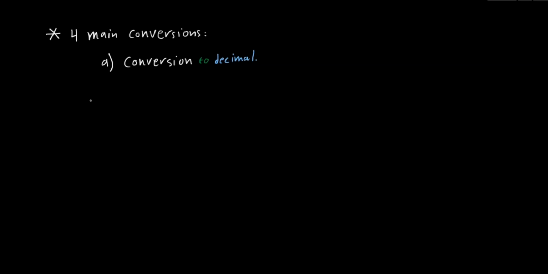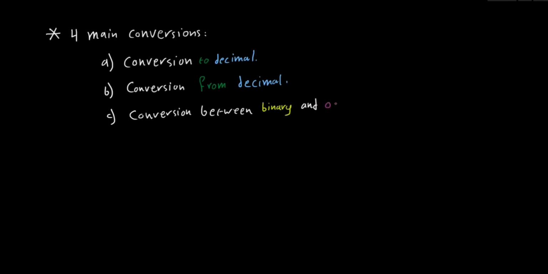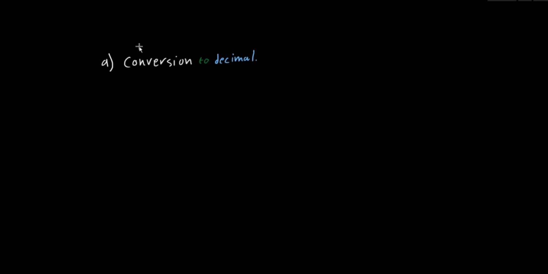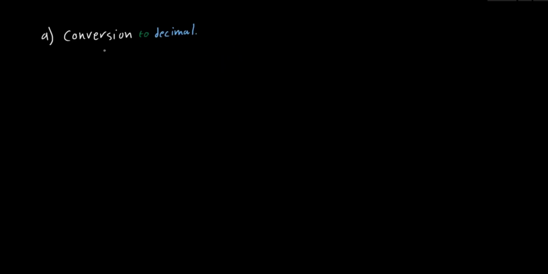Now we know the basics, let's see how converting a number from one system to another works. There are four main types of conversion. A. Conversion to decimal. B. Conversion from decimal. C. Conversion between binary and octal and hexadecimal. And D. Conversion between numbers in other systems. We'll start with the first type, which is conversion to decimal, meaning converting any number from any system to the decimal number system.